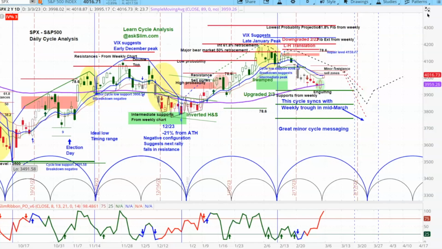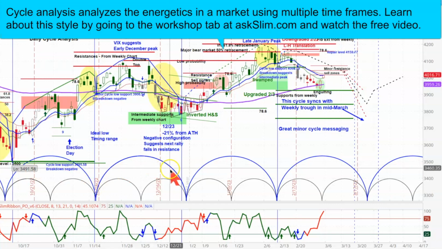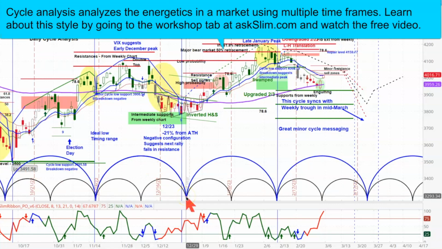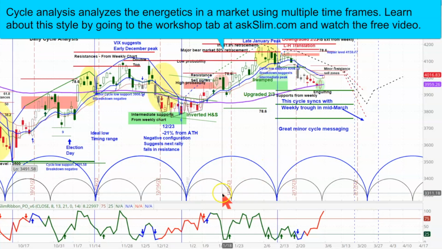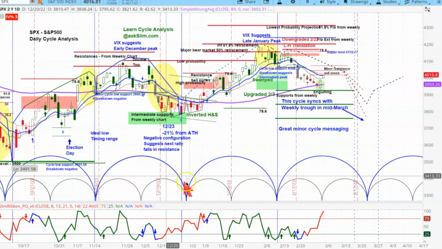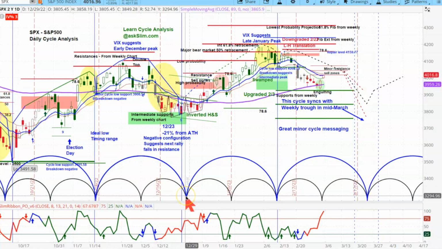So this is SPX, and for those of you that are brand new and are not familiar with the analysis that we bring, we do cycle analysis. And on the bottom are cycle brackets. They are simply a drawing tool that helps us see the energetics in the market. And cycles are measured from trough to trough. And you can see there are cycle periods in here in multiple time frames.